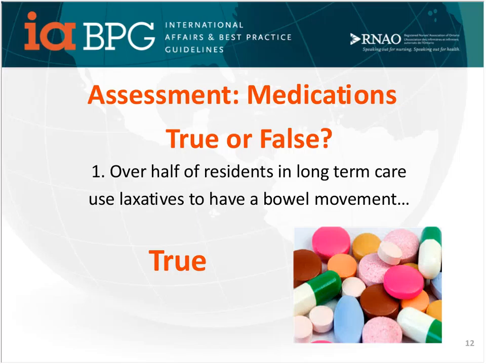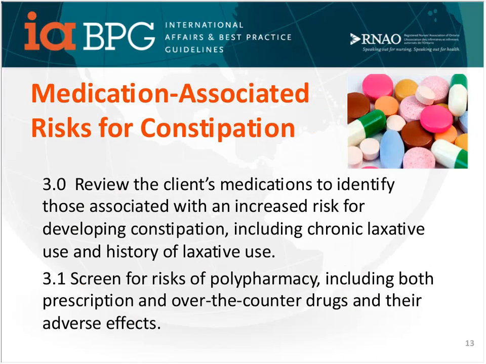There's a number of medications that residents use that contribute to constipation. So the second recommendation from the best practice guideline is that you screen for risks of polypharmacy, looking at prescription and over-the-counter drugs. Everybody pretty much knows about analgesics. Opioids is a huge one. We'll talk about opioids more at the end.